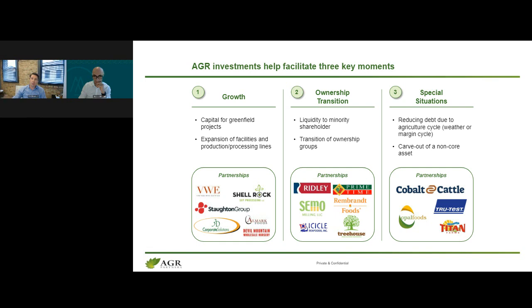And then the third, we kind of call it a catch-all for special situations, but where there is some level of distress or trying to reduce their debt, oftentimes due to an ag cycle, weather or margin related. And we'll also look at corporate carve-outs where it's a non-core asset. Typically a little bit more complicated, but certainly one where we can partner with someone as they're looking at divesting an asset and bring that into a family ownership group.